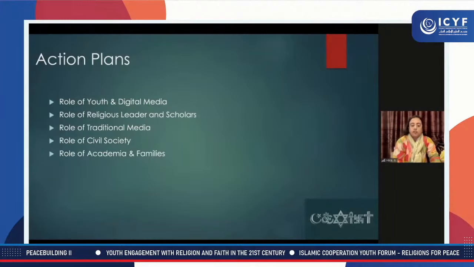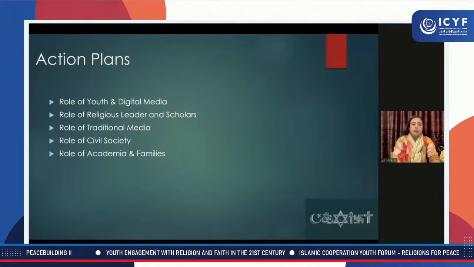Then there is a role of religious leaders and scholars. Religious leaders go to their worship places and preach, so they have a significant role to preach peace in their sermons, speeches and addresses. And then there is a role of traditional media, which includes TV and radio, because when there is any crisis, they actually create panic in their broadcast news. Rather, they have to counter the hate and the incitement and provocation going on in society against any particular religion. That's the main thing.